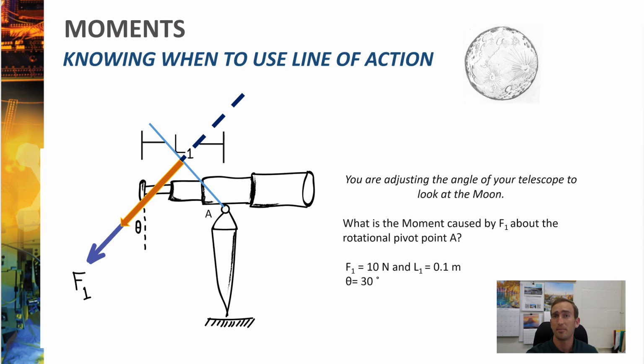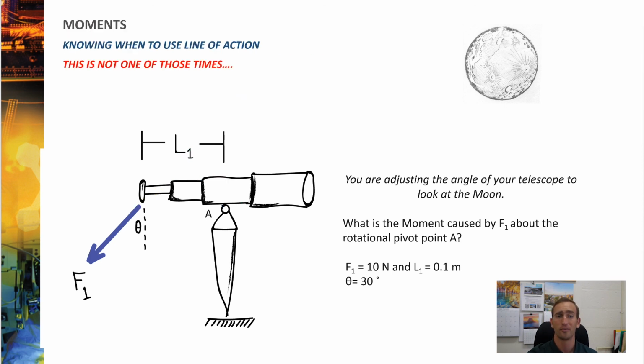So we could do that easily enough, but then the question becomes, how do we solve for the perpendicular distance? Because that's going to be this random distance in space. The truth of the matter is, you can't. It's going to be really hard to do. What you should just do in this particular problem is take the perpendicular component of the force, F1, which is going to be F1 cosine theta, and multiply that by the distance, L1.